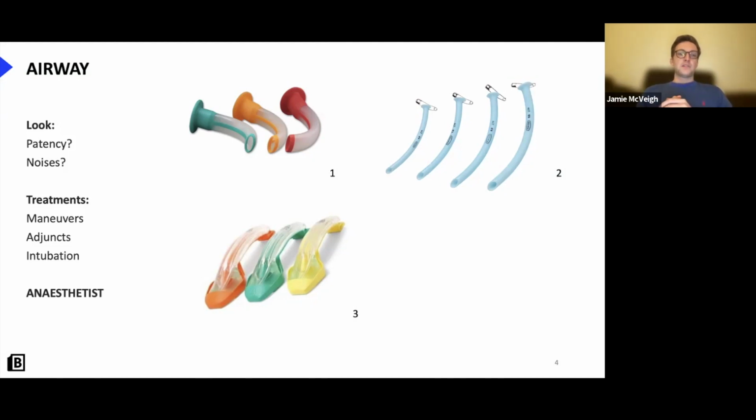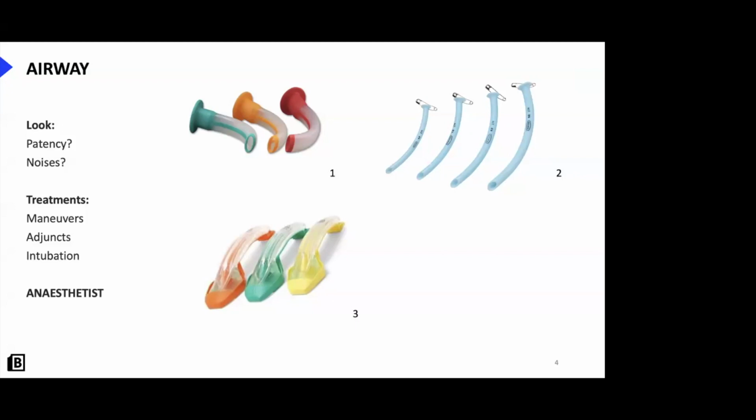And to alleviate that, you can use maneuvers. So that can be a head tilt chin lift, or a jaw thrust. And you can also use airway adjuncts that we've got here. So the first one is a Guedel or an oropharyngeal adjunct, and it basically goes upside down in the mouth, and then you turn it over, and it forms a nice C on top of your tongue.